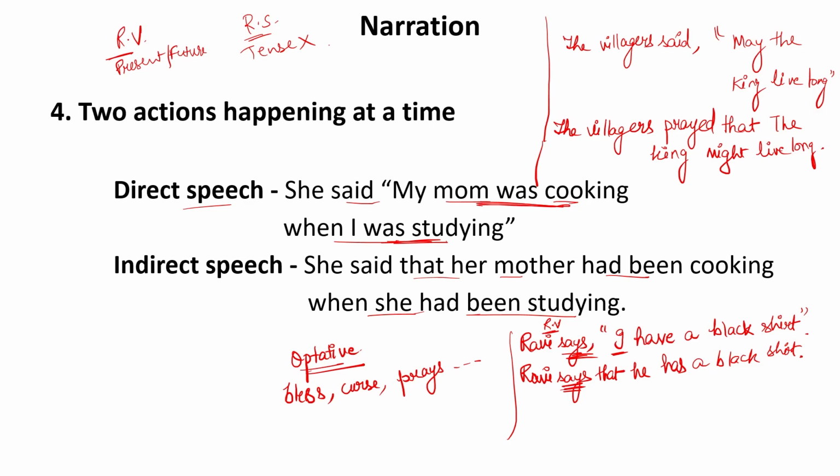And if the subject of the reported speech is a third person pronoun, it does not change at all. It means if there is a third person, it will remain as it is. It does not change at all. So these are several conditions of converting a direct speech into indirect speech.